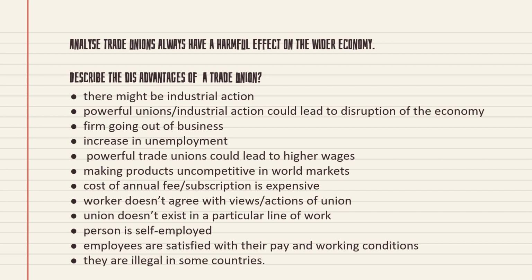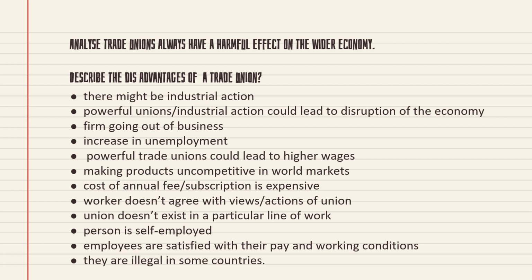Powerful trade unions could lead to higher wages. Yeah, that is a benefit of trade union, isn't it? So powerful trade unions may lead to higher wages, but if wages are higher, what will happen to the cost of production? Cost of production will increase, so supply will shift left and economic growth will fall, making products uncompetitive in the world market. For example, if the cost of production is higher, what will the producer do? They will charge a higher price. So it will reduce your international competitiveness.